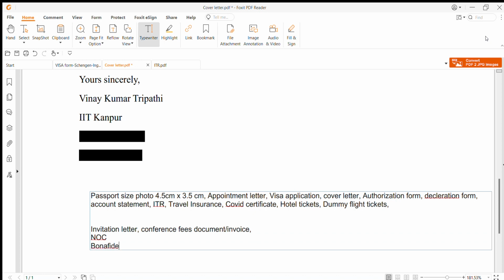Then bona fide. Two bona fides, one for your hostel, which here we call DOSA, Dean of Student Affairs, and then another bona fide from DOA, Dean of Academic Affairs. Okay, two bona fides. What else? Of course, birth certificate, which for us is the high school certificate. Not birthday, birth certificate or high school mark sheet.